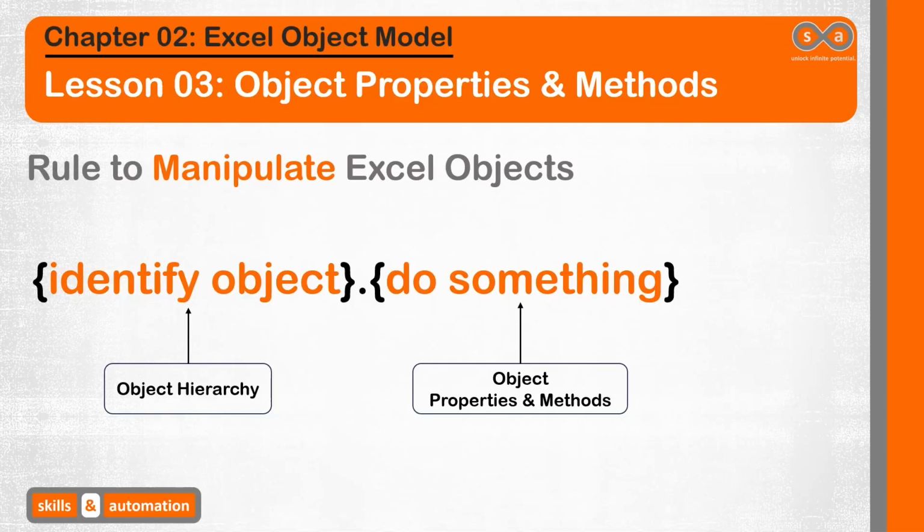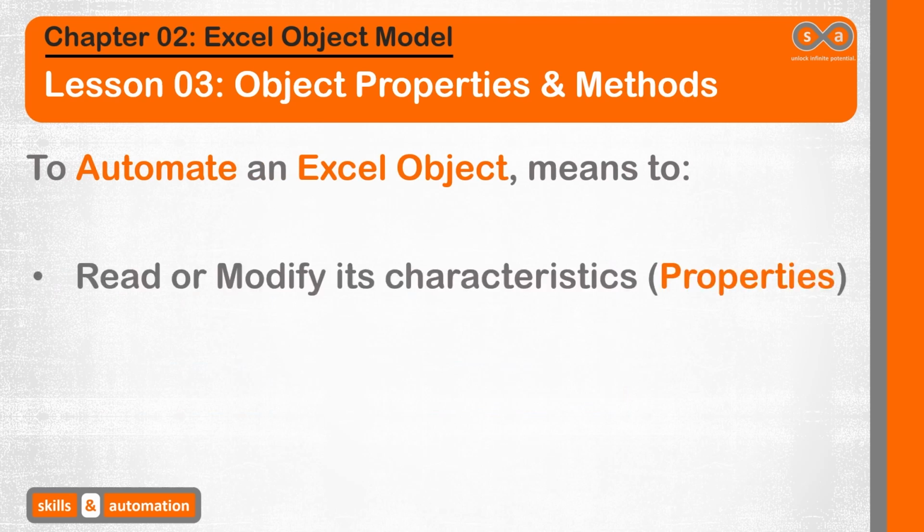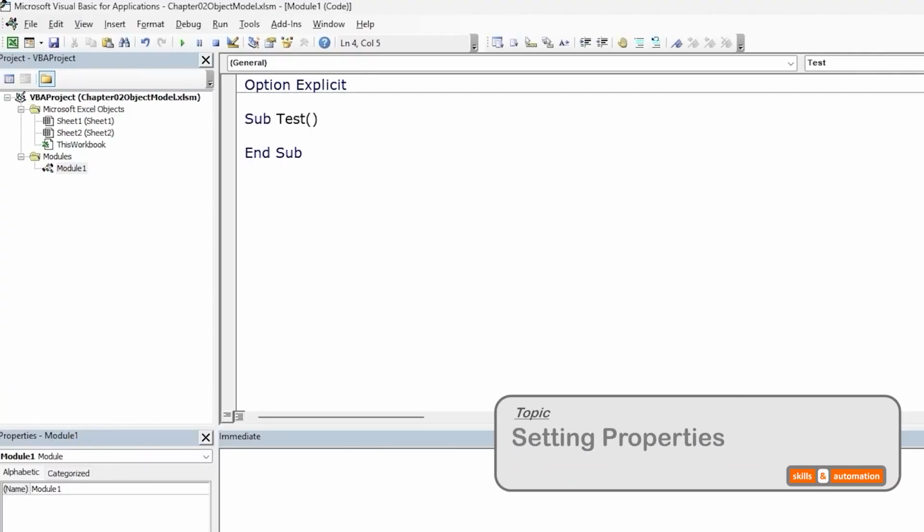In the previous lecture, we learned how to refer to an object using the Excel object hierarchy. Now that we can refer to the object, let's learn how to manipulate it. In order to perform some automation with an Excel object such as a range, we need to be able to do two things: read or modify its characteristic, known as properties, and perform an action, which is also known as a method. We can read the property of an object, and for some objects, we can even modify them.